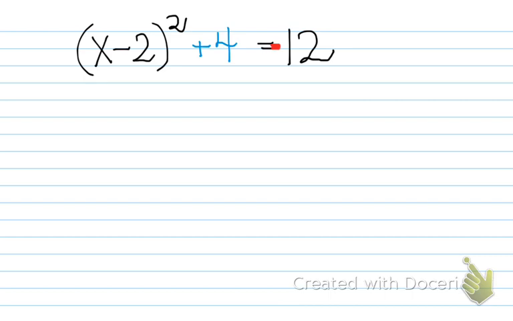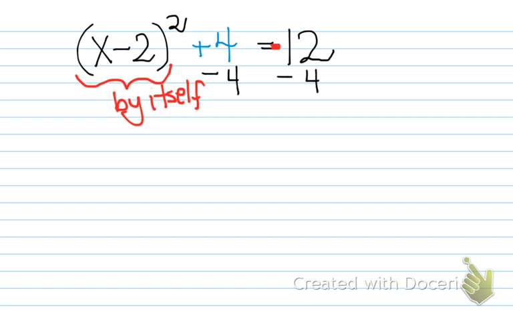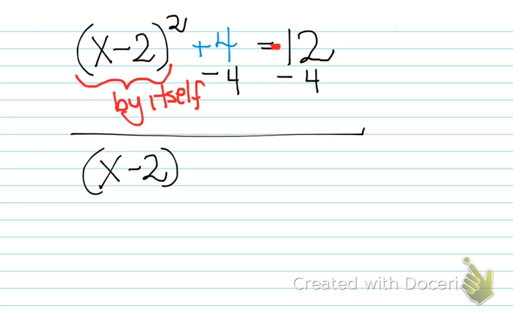Okay, we again get the quadratic by itself by moving the 4 over to the other side. We end up with negative 4. Negative 4, we subtract 4 on both sides. And we have the x minus 2 squared. There's our quadratic. But this time it equals a negative number, 16.